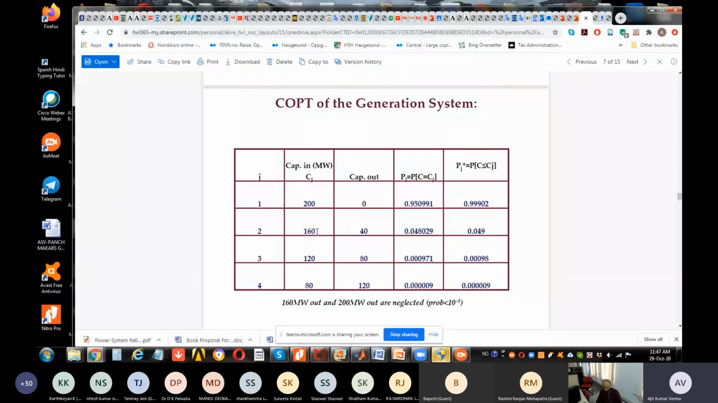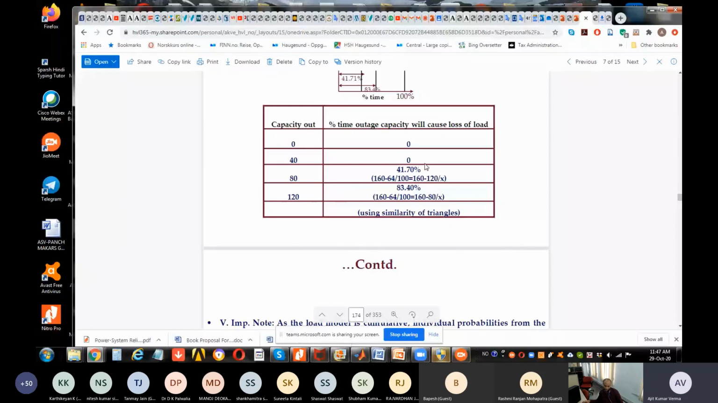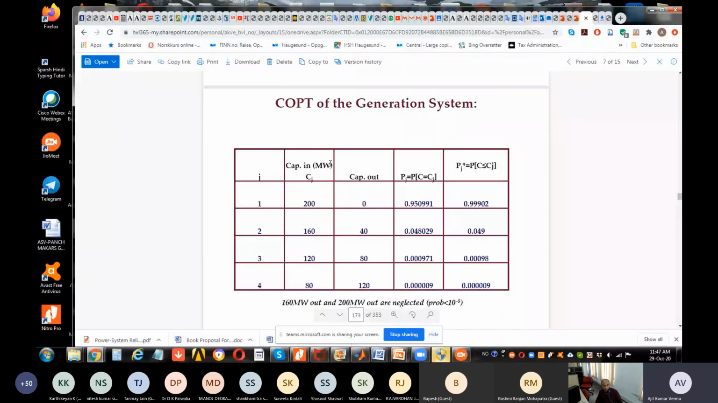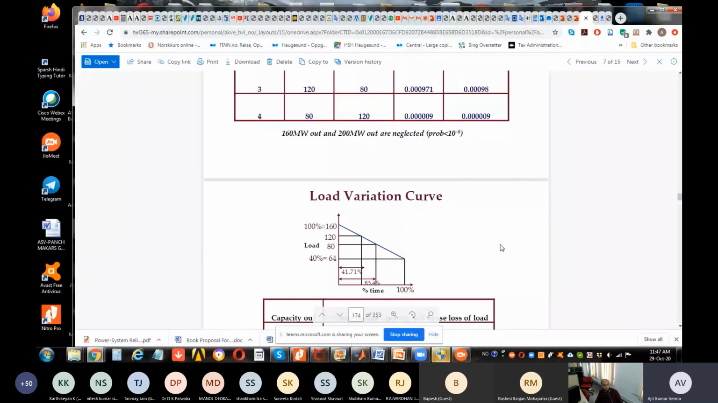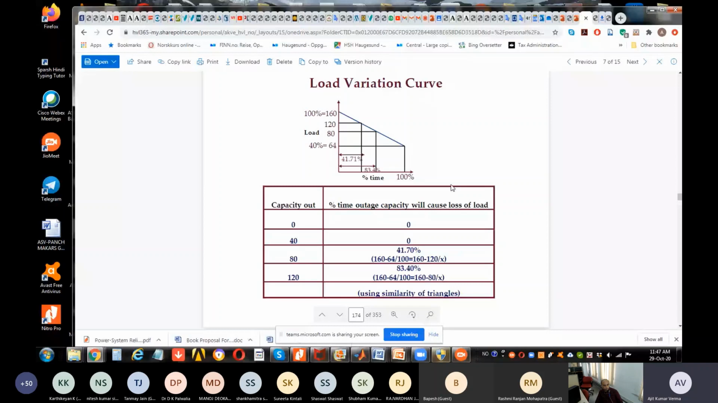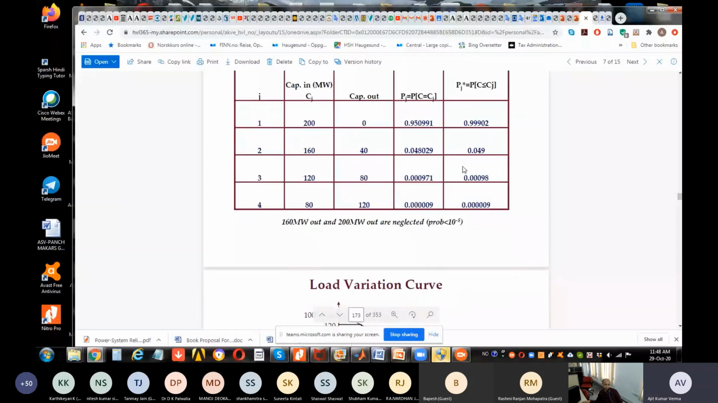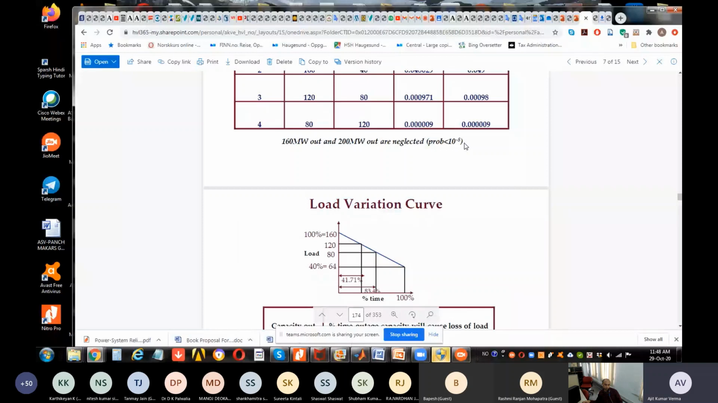So what happens when the capacity out is 80? You will lose 41.7% times of the load. Likewise, 120, you lose 83.40. So what is the LOLP? The probability of existing in this state, when capacity out is 0 or 40 or 80 or 120, we multiply these by those percentages which we have calculated for the various states, the load exceeding those various states. So you have capacity out 0, so you have a probability, you see, 0.950991.